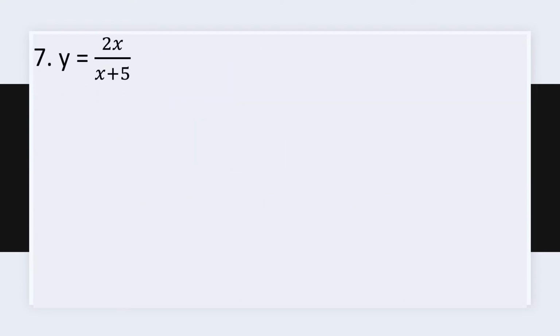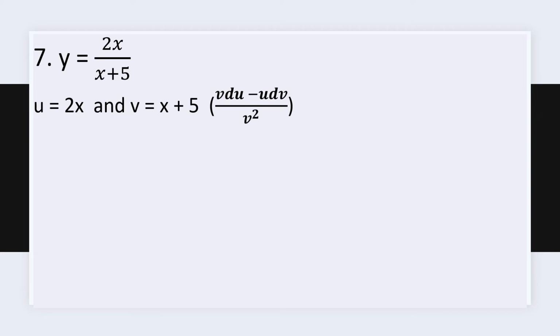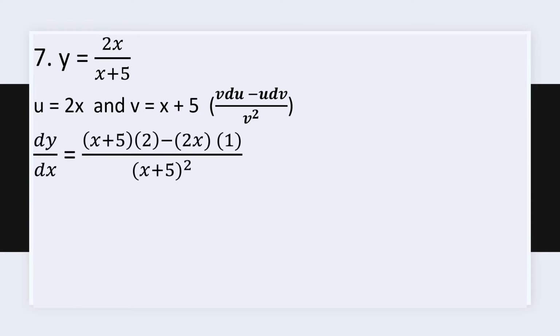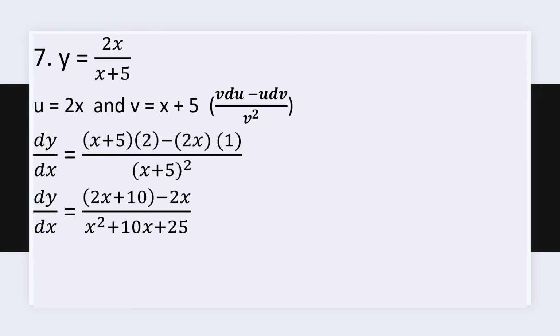Next example, 2x divided by x plus 5. How to solve for that is to use the quotient rule, and the quotient rule is v du minus u dv over v squared. v is x plus 5, du, the derivative of u, is 2, minus u dv, copy the u, 2x, derivative of v, 1, over v squared, x plus 5 squared. It gives us 2x plus 10 minus 2x. So we have 10 over x squared plus 10x plus 25.